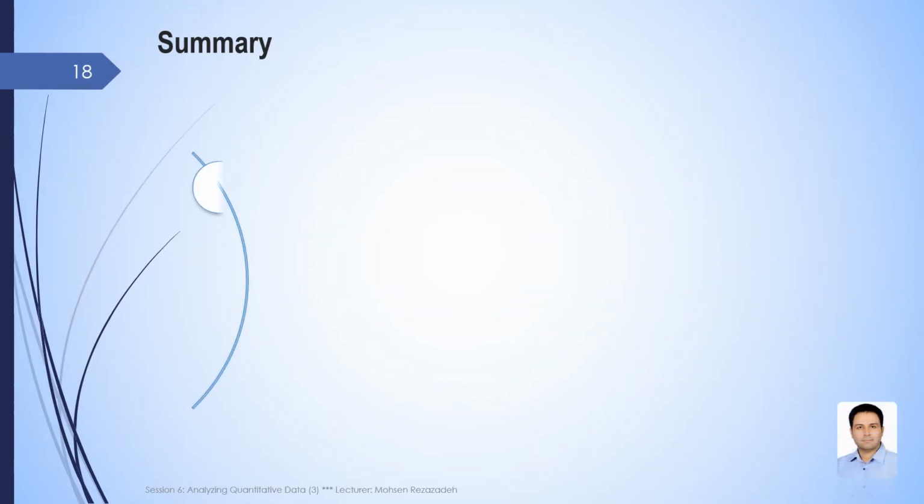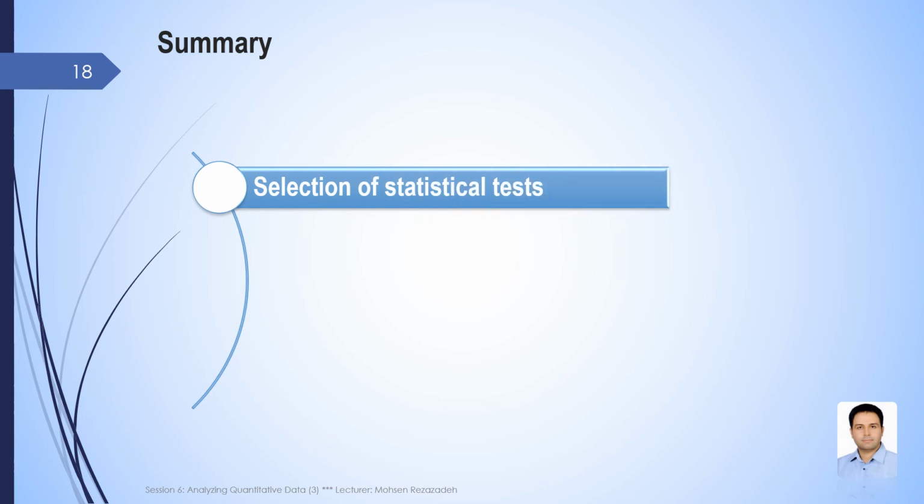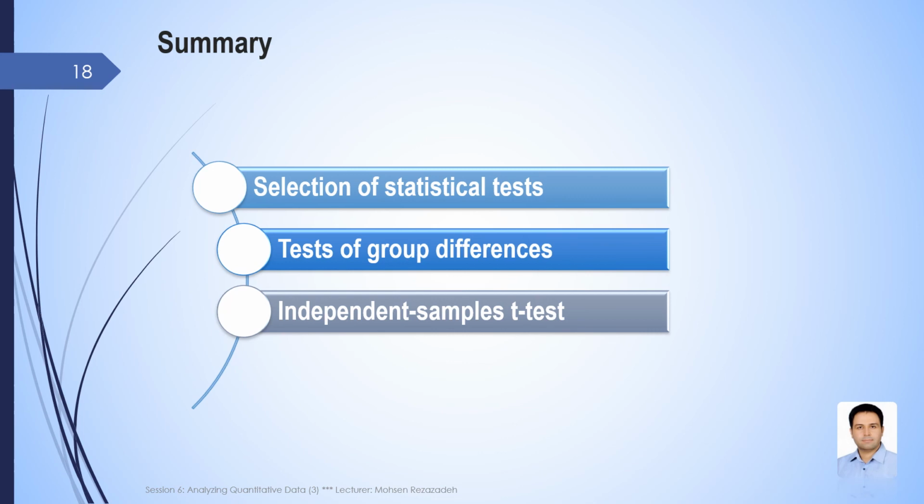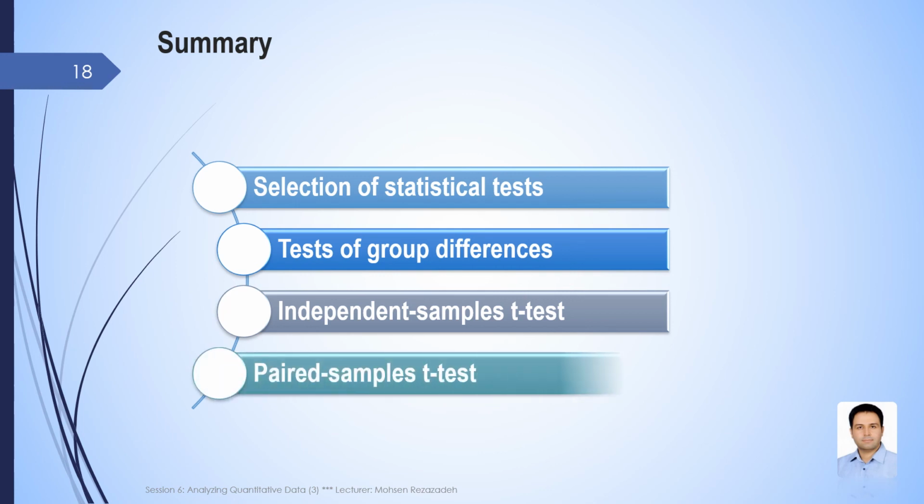So today we talked about selection of statistical tests. We said that in the selection of a statistical test, we need to understand the distinction between tests of relationships and tests of group differences. Today we talked about tests of group differences, and we explained one of the most important types of these tests, which is called t-test. We in fact devoted this session to two types of t-tests: independent samples t-test and paired samples t-test.